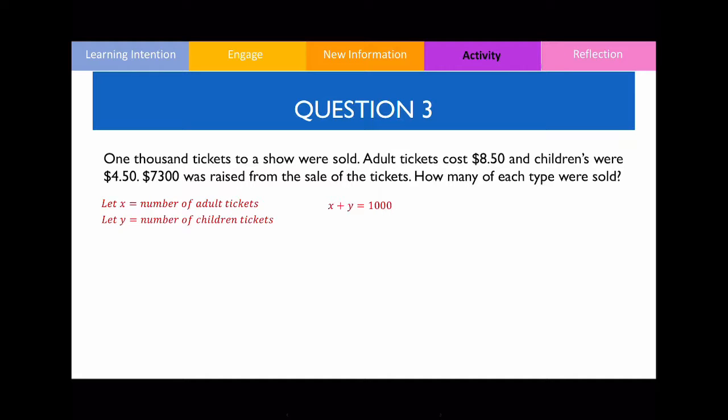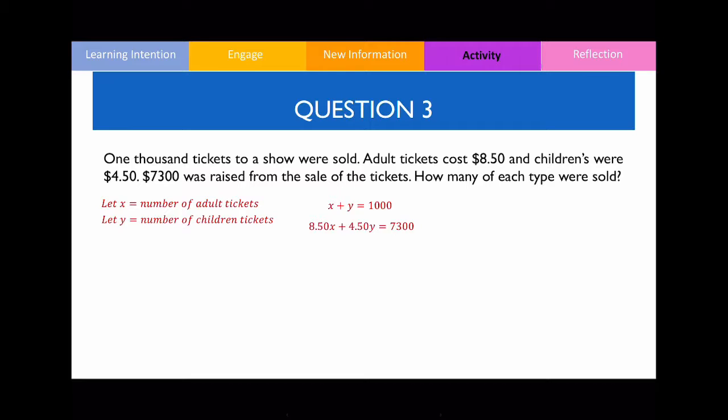Your second equation says each adult ticket costs $8.50, each children's ticket costs $4.50, and when they sold all those tickets together, they made a sale that was worth 7,300. So therefore, your second equation should be this over here, which is related to the actual cost of it. And now that you've got the two equations, you can solve for x and y.